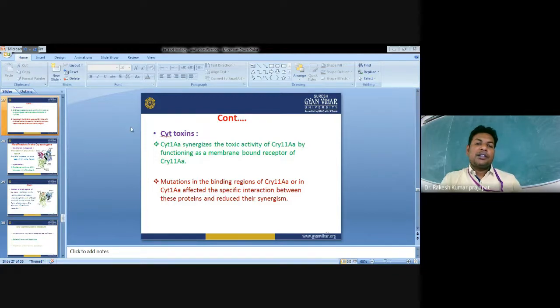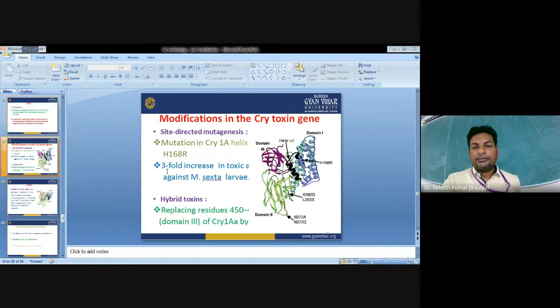Cytotoxin, Cyt, a cytotoxic protein, Cyt1Aa, synergizes the toxic activity of Cry11Aa by functioning as a membrane-bound receptor of Cry11Aa. So they show different toxic effects on different insects and pests. Mutation in the binding region of Cry11Aa or in Cyt1Aa affected the specific interactions between these proteins and reduced their synergistic effect.